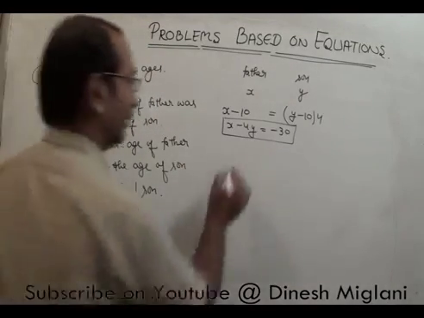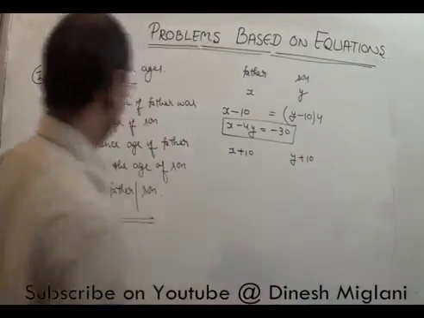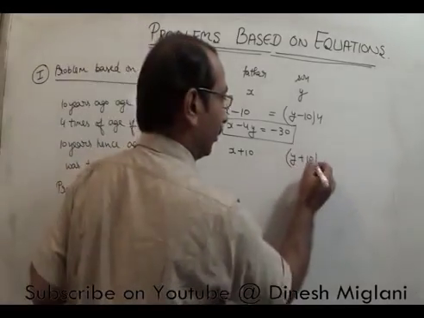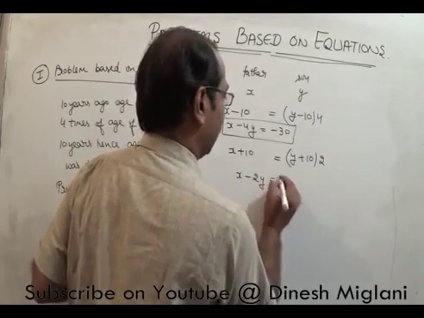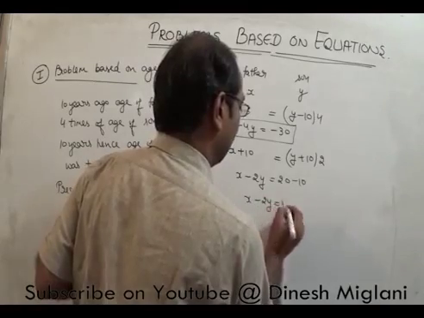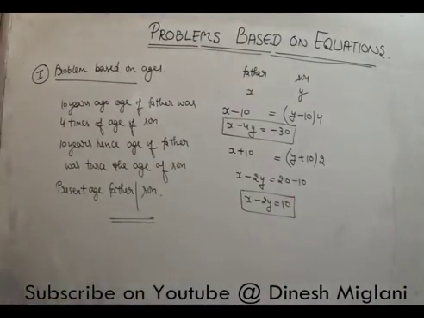10 years hence means x plus 10 and y plus 10. Right? The age of the father was twice the age of the son. We will make it double. Both are equal. x minus 2y equals 20 minus 10, or I can say x minus 2y is equal to 10. Now I have two equations. The first one is x minus 4y is equal to minus 30 and the second one is x minus 2y is equal to 10. Now I have to find the value of x and y.